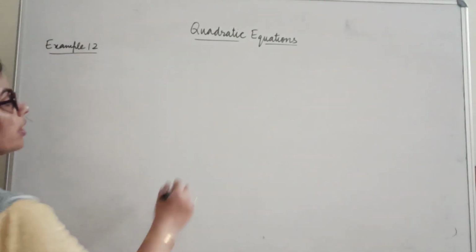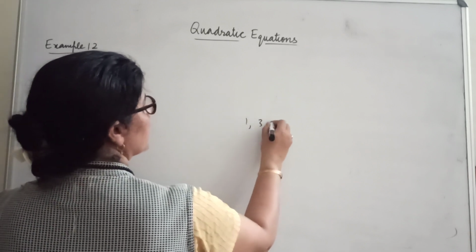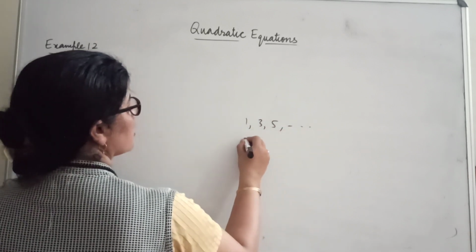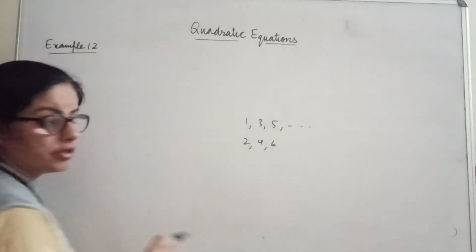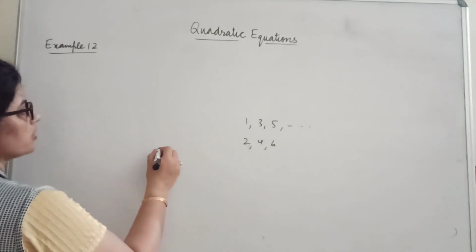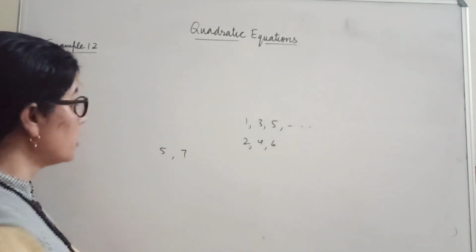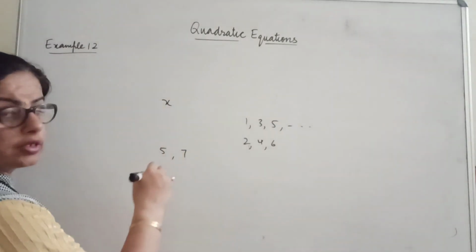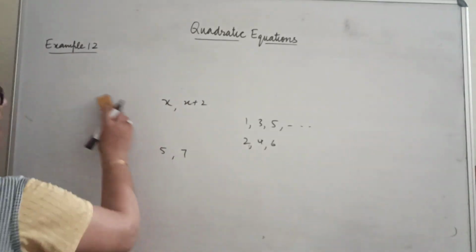See, consecutive even or consecutive odd. Odd means the gap is 2, and even also has a gap of 2. If we know the first integer, then we can find the second by adding 2 to it. Let us suppose the first integer is x, then the second integer will be x plus 2. So how will we write it?